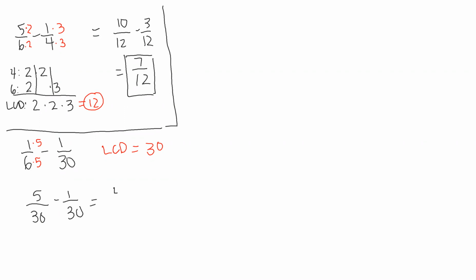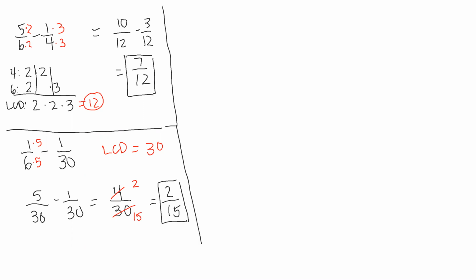So 5 minus 1 is 4. So I get 4/30. I need to look to see if I can reduce. And in this case, I can reduce. 4 and 30 have a 2 in common. 4 divided by 2 is 2. 30 divided by 2 is 15. So our final answer is 2/15. And that's it. All right.